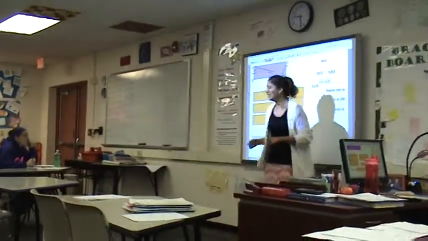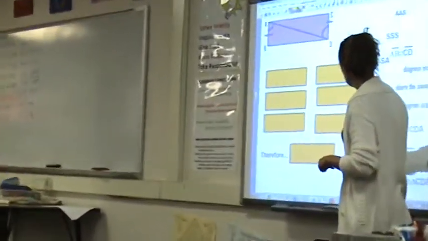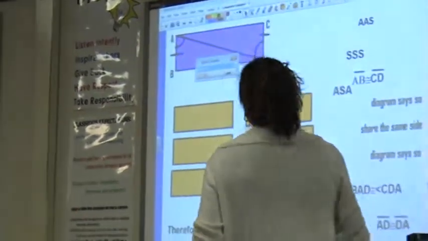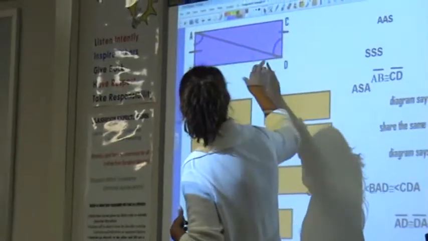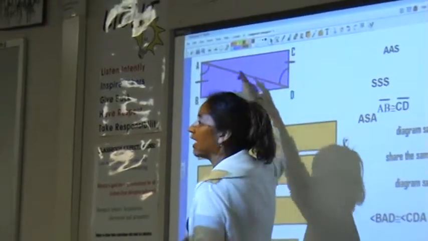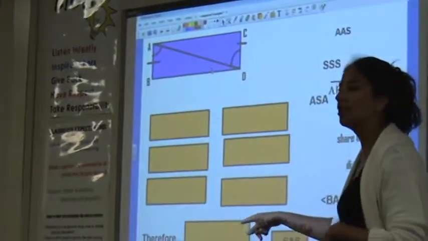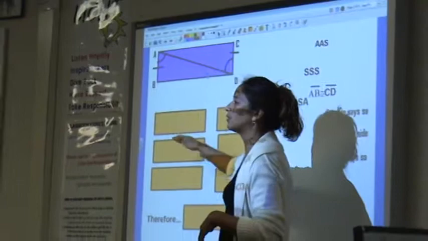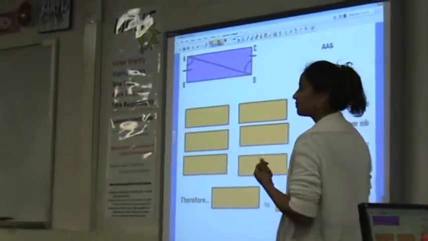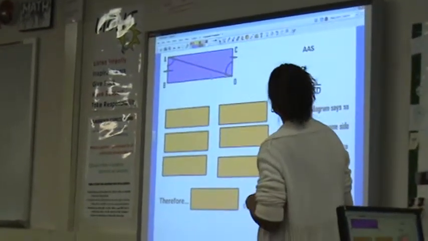Okay, so we're all fairly confident in side, angle, side, right? Because we have this side, that angle in the corner, and then that side they share diagonally. So now if it's side, angle, side, we need to list what the sides are, what the angles are, and what the other side is. So what's one side? CD.